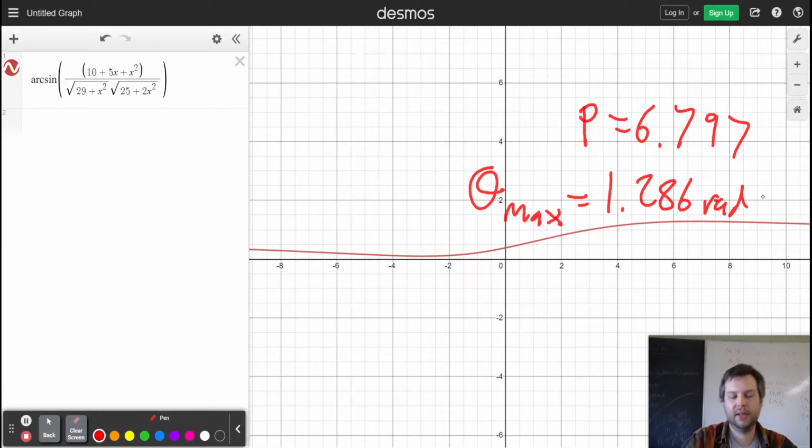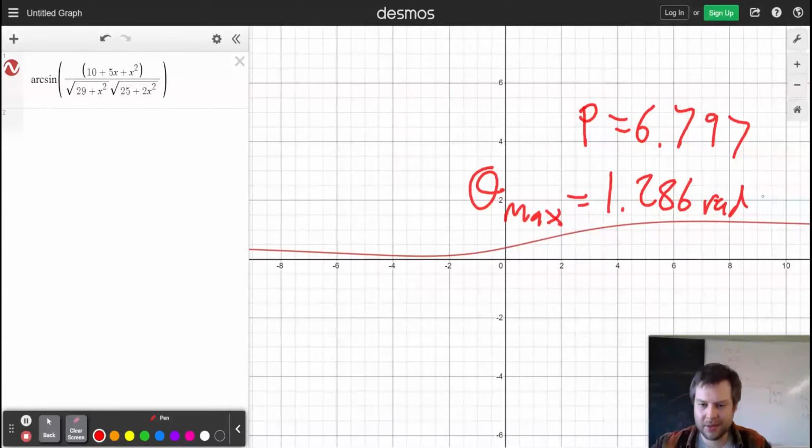So lesson learned here: if you feel like you're hacking away at a really gross quotient rule, chain rule, optimization problem, perhaps you were just supposed to graph it and look at the highest value there. Okay, so that was that.